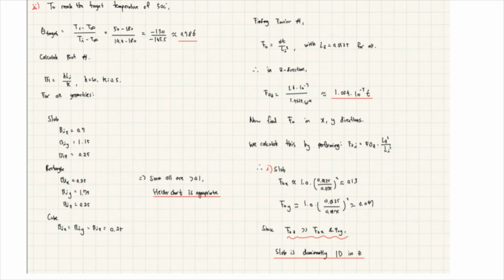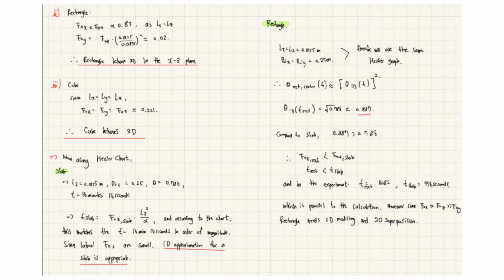We calculated the dimensionless time, which was 0.786 for central temperature of 50 degrees, and we calculated the Biot number for confirmation of Heisler chart. We also found the Fourier number for each dimension. Essentially, we calculated the Fourier number for all three geometries, where slab had the z-dominating behavior, while rectangle behaved 2D in the xz plane, as only y-axis could be negligible, and while cube behaved like 3D because it had the same characteristic length for all xyz planes.